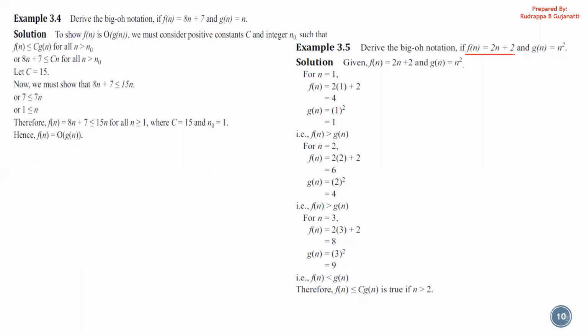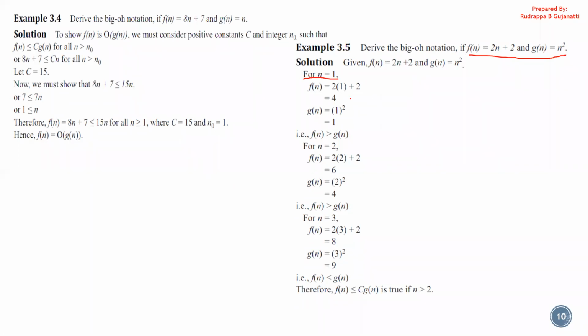So here f of n is 2n plus 2 and g of n is n square. Now as per the condition, what should be checked? We have to check whether f of n satisfies this condition, that is, f of n is lesser equal to c times g of n. This condition has to be satisfied for the values of n greater than n naught. In this method, what they have done is they have used the trial and error method by substituting the n values.